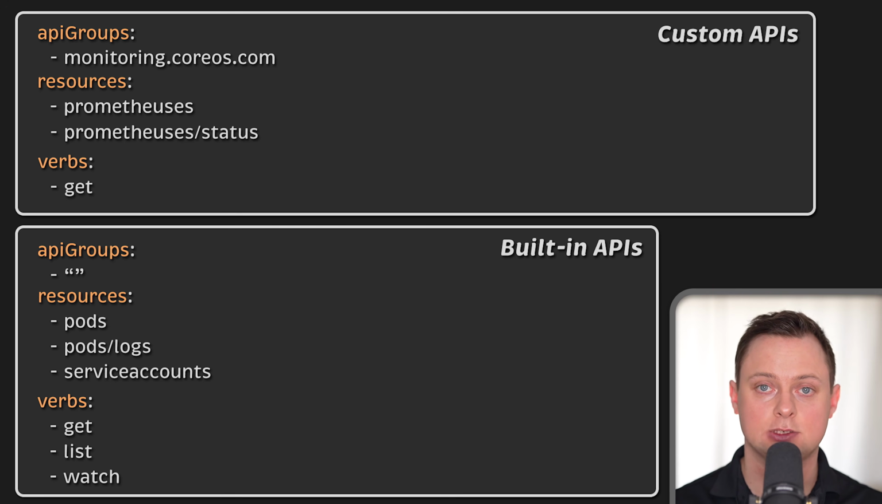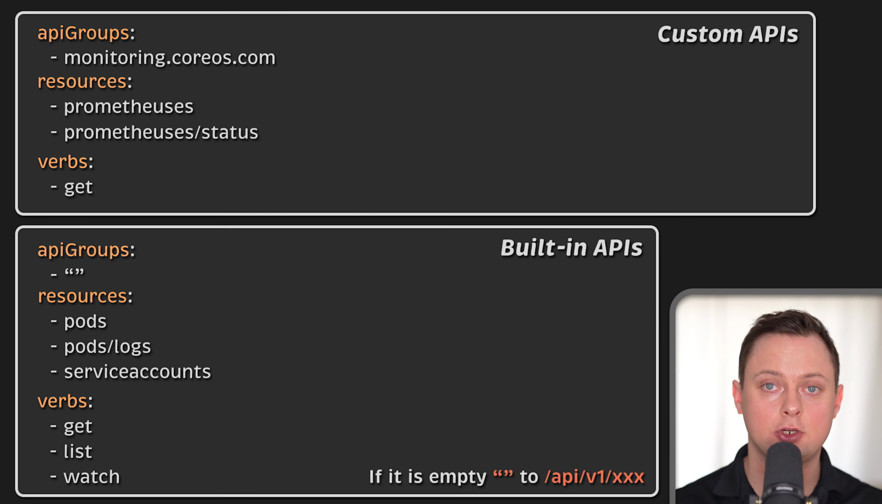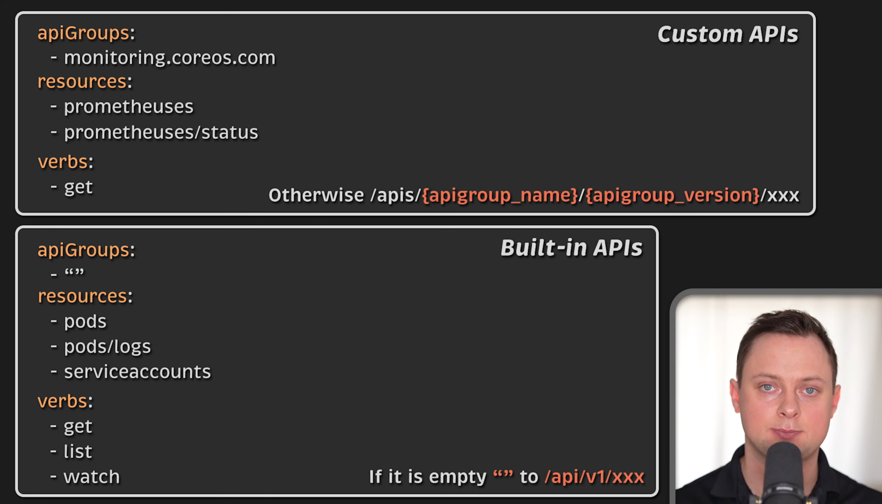You have two cases when Kubernetes reads the API group from the YAML file. If it's empty, Kubernetes expands it to API v1 and the resource. Otherwise, it uses the following pattern. So all your built-in resources will be expanded to the following endpoints, and custom APIs will use a slightly different pattern.